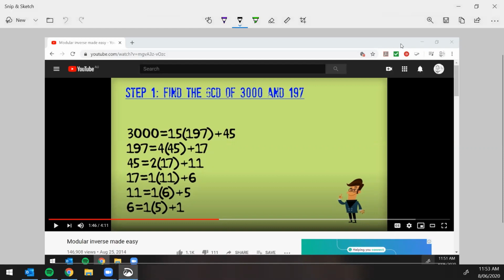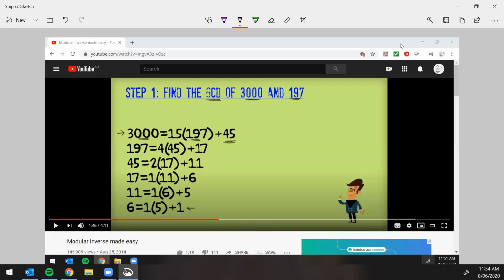Here's the video when we got up to step 1. We were trying to find the GCD of 3,000 and 197 in this step. What we did was use the Euclidean algorithm, where we start up here and work out the remainder, the remainder when we divide 3,000 by 197. Then we use that remainder of 45 and repeat the process, and we keep repeating it, and eventually down the bottom here we get 1.